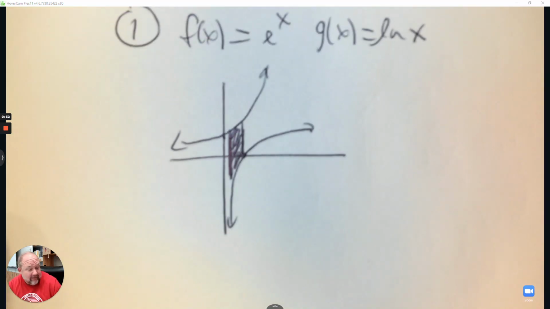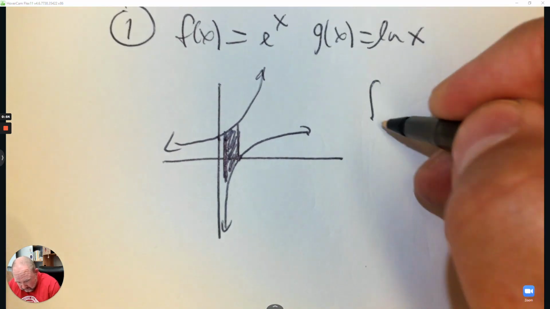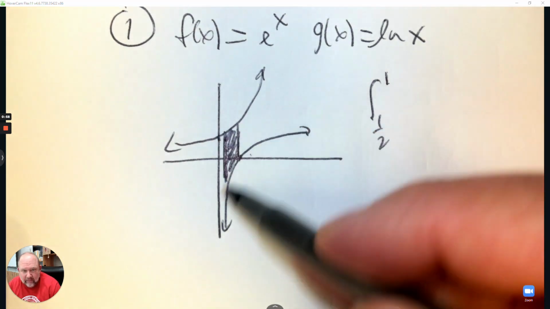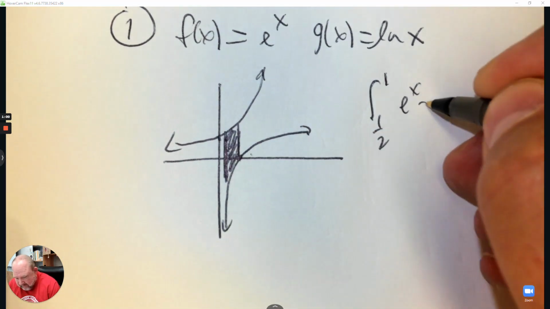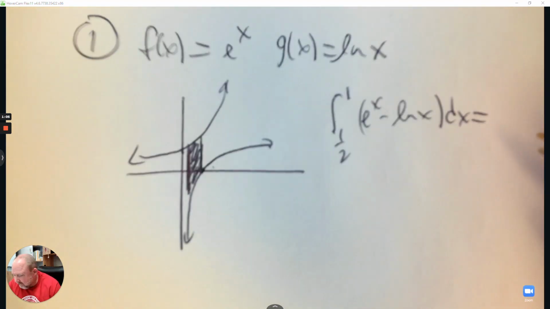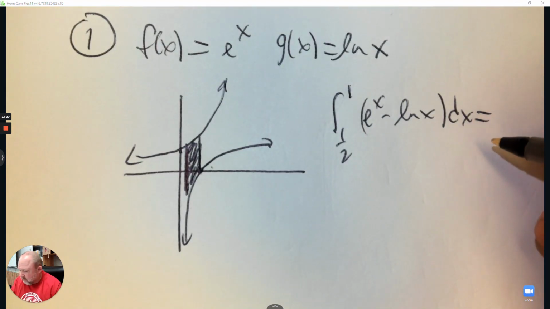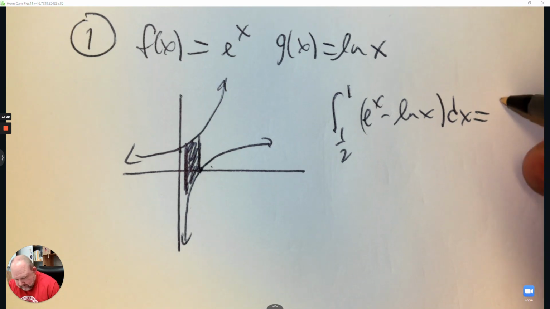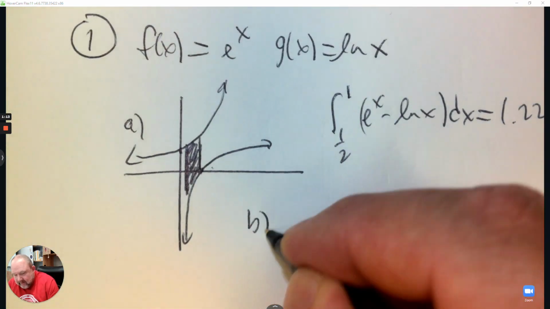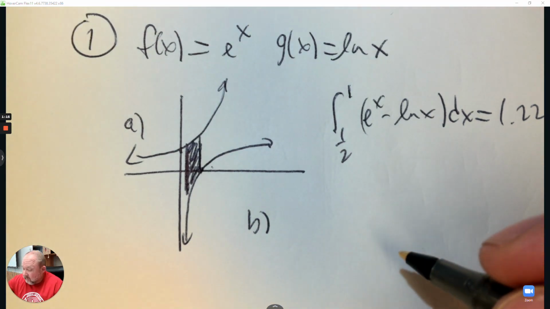So in calculus, finding the area is an integration question. We're going to integrate from 1/2 to 1, and it's top subtract bottom, so that's e to the x minus ln x. All right, press pause, type that in the calculator, and let's see if you get the same answer as I get. I got 1.223. There's A.